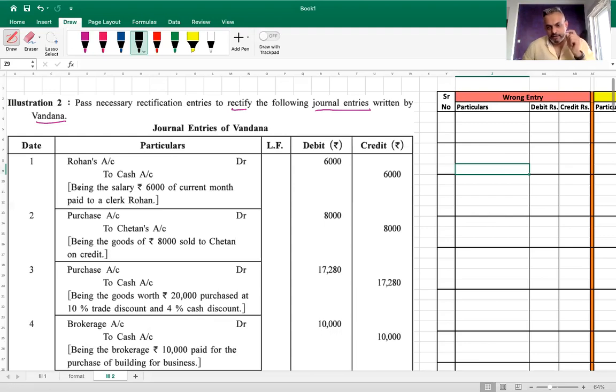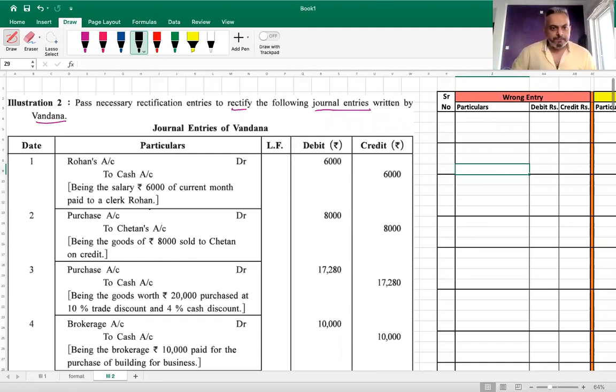Now, see, the importance of narration comes over here. Many times you feel, sir, why do we have to write this statement? It's so boring. ये statement क्यों लिखना है सर? एंट्री आता है but narration लिखने का बहुत कंटाड़ा आता है. So narration is actually very important and it is part of the journal entry.